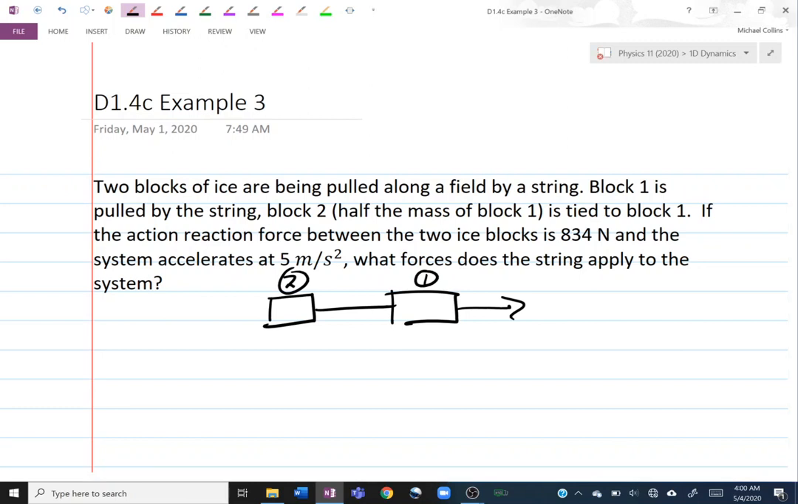So I think that's my free body diagram. And the question is, what force does this string apply to the system? So I'm looking for FA.